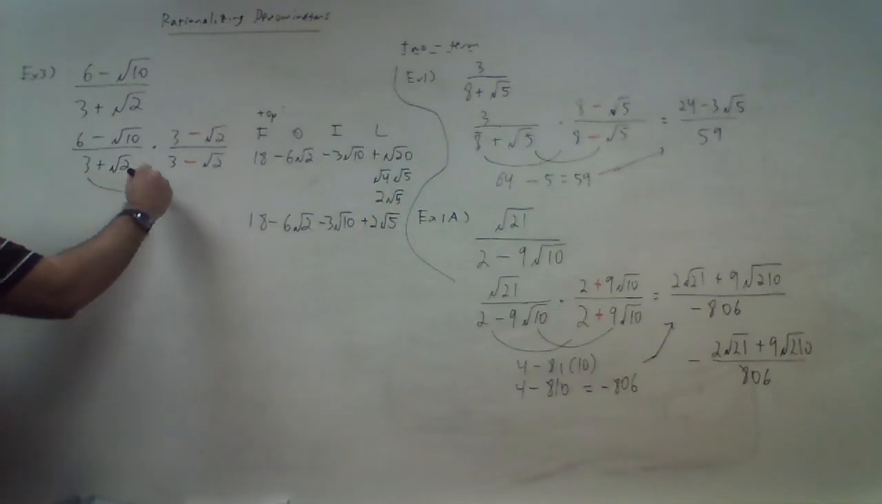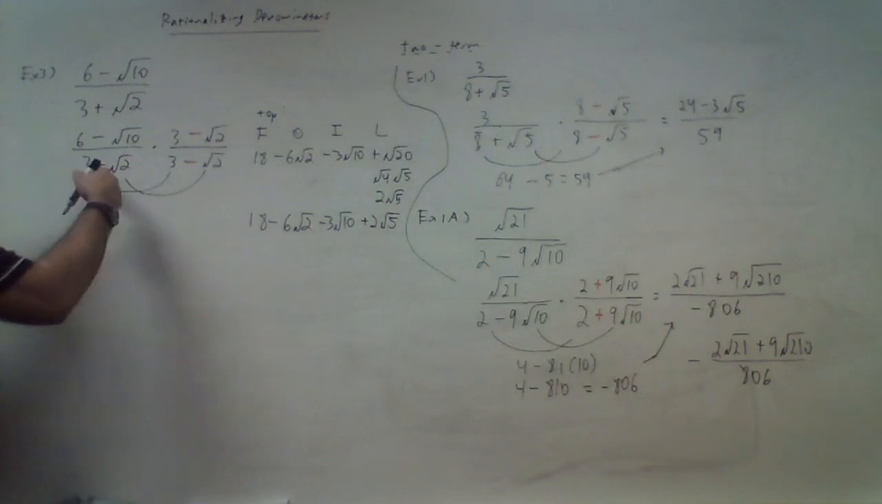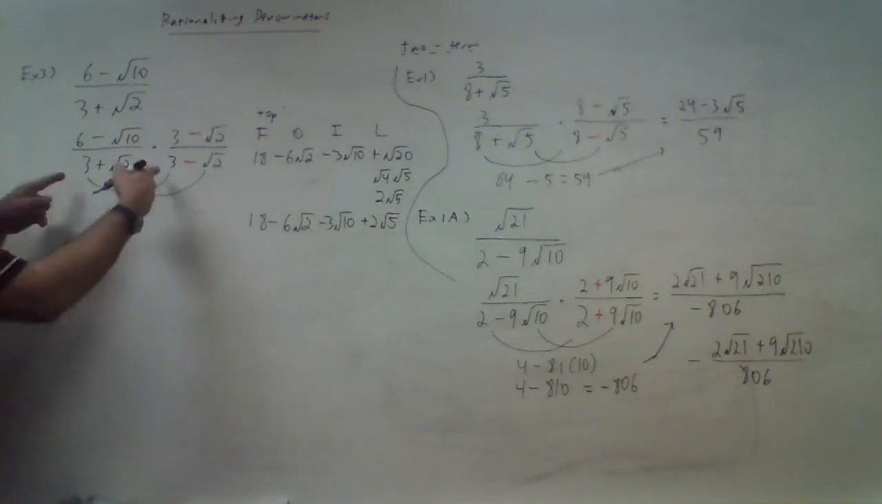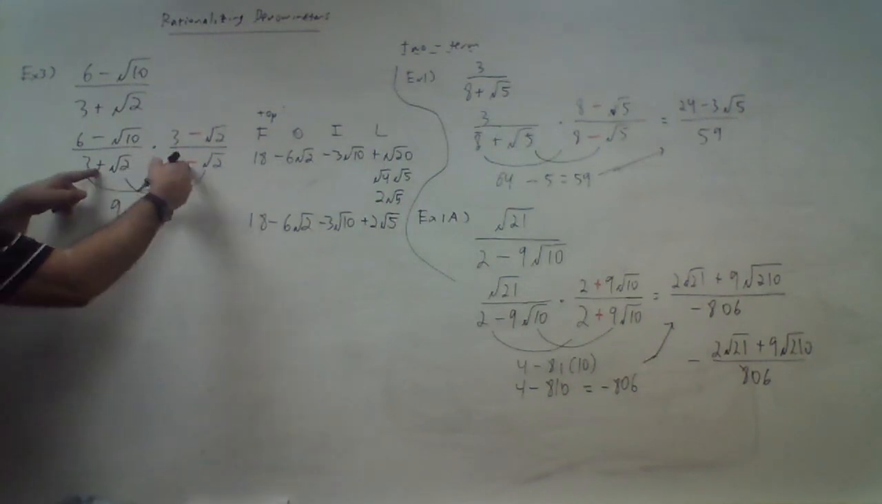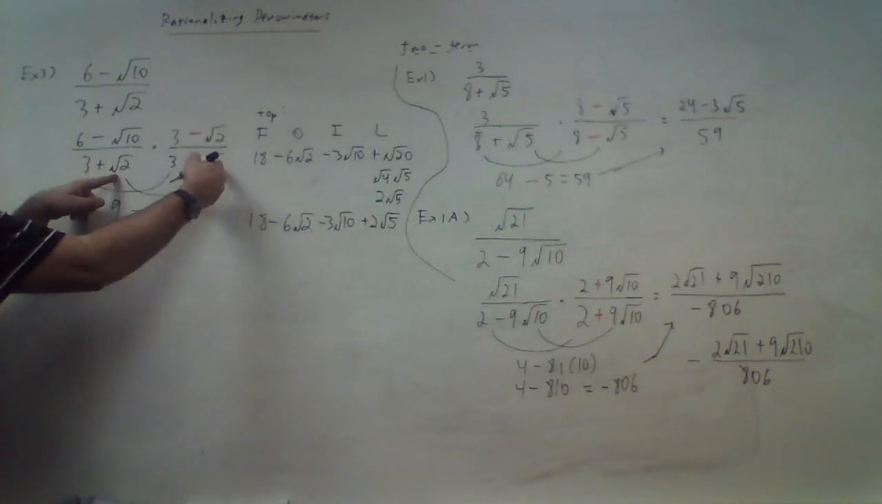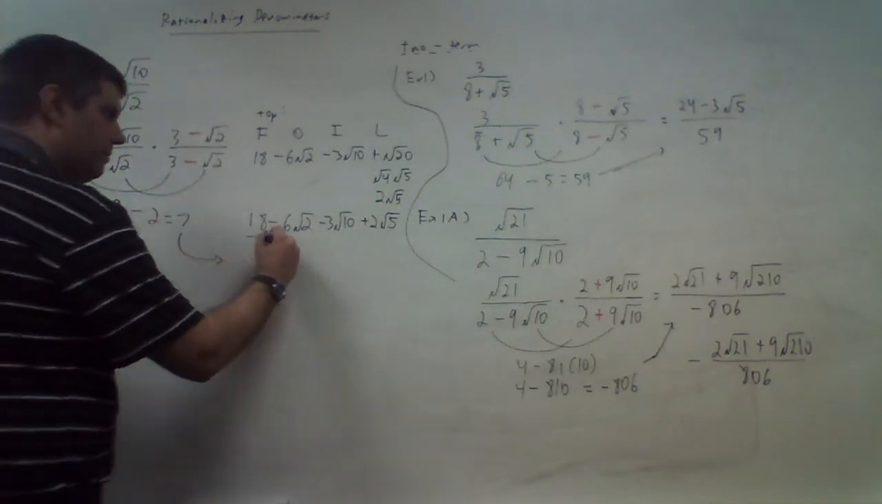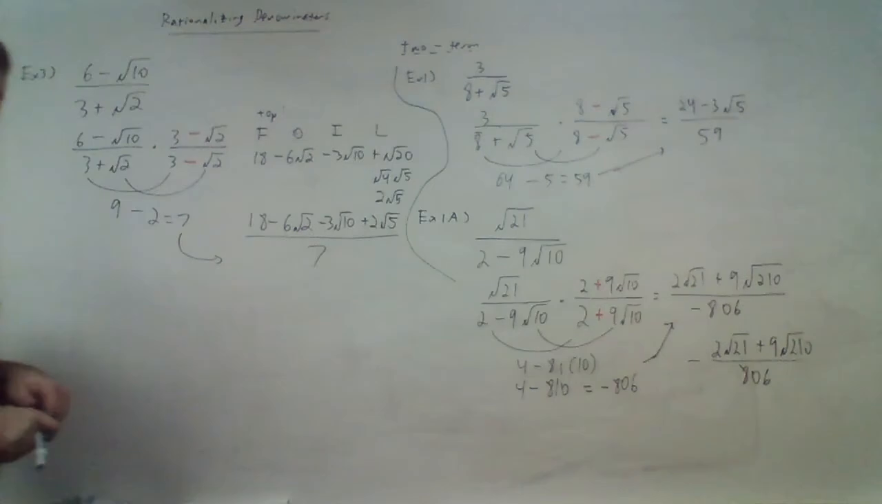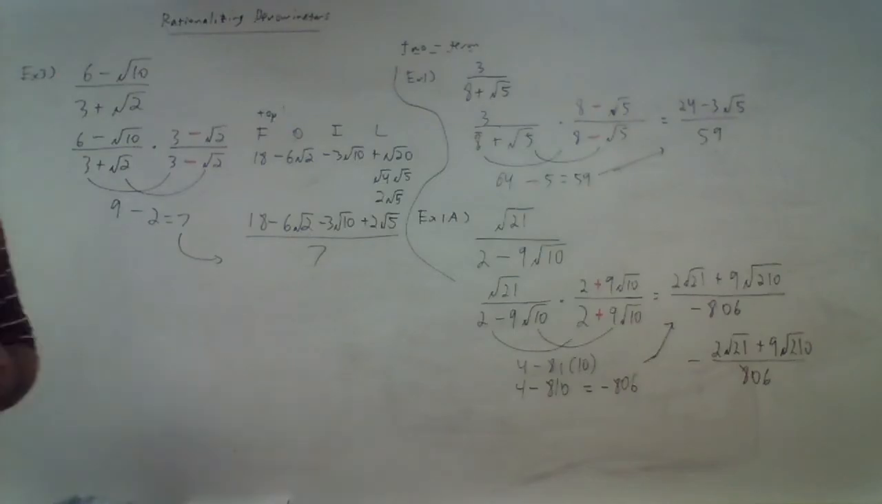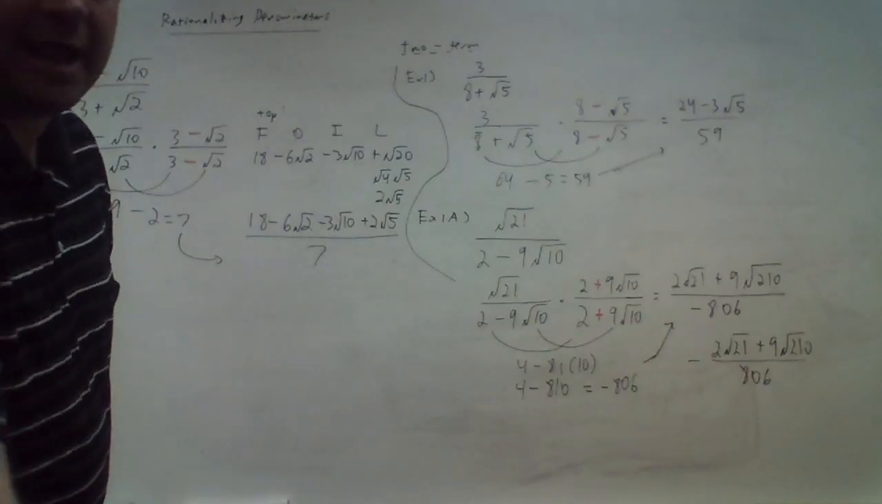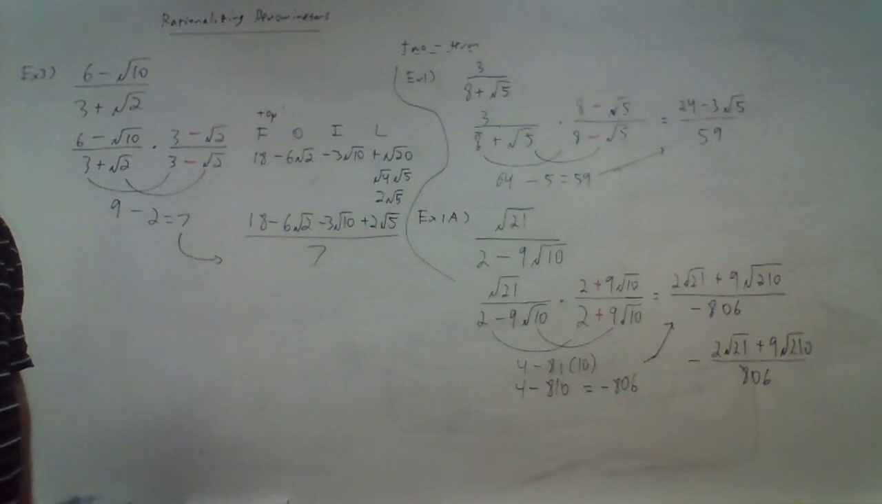Down here, if they're conjugates, all you have to do is multiply the first and last. So 9 minus square root of 2 times square root of 2 is 2, so just 7, put all this over 7. Okay? And that takes care of this document.